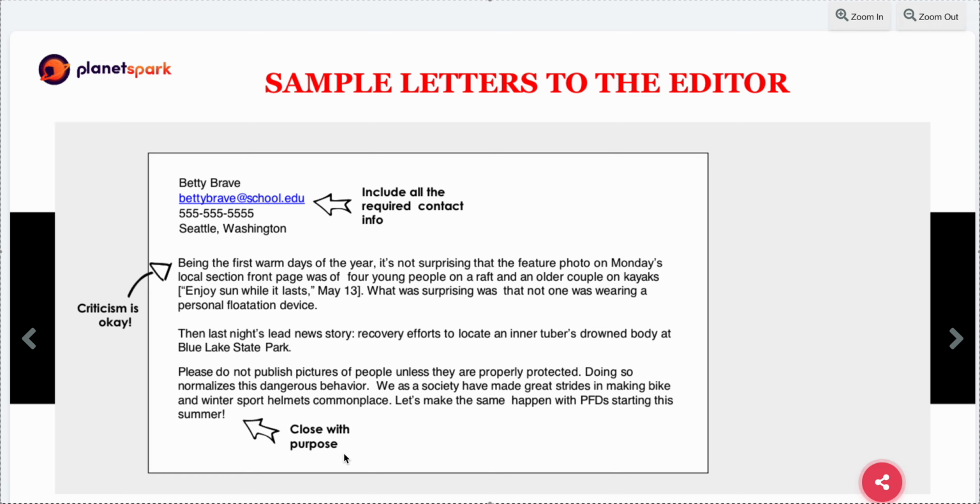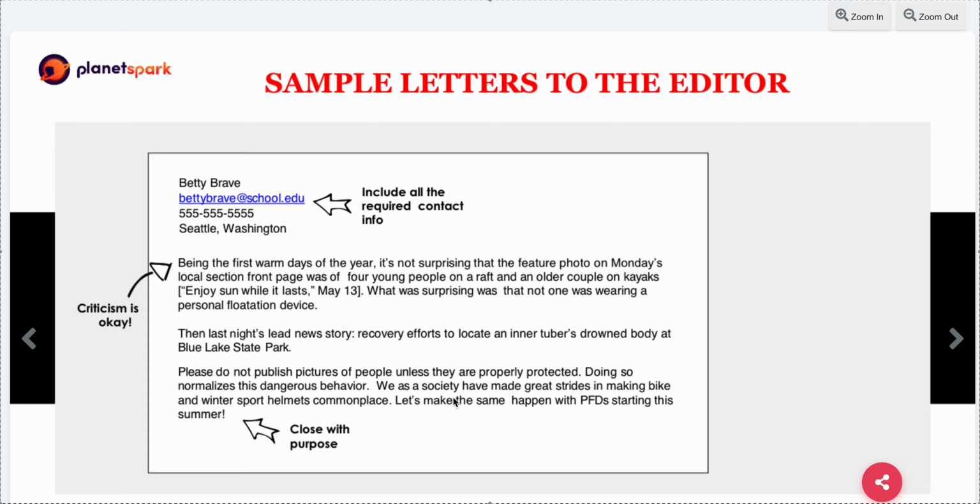So the closest purpose is real society of which strikes electric bike and winter sports helmets commonly. That's been the same happened in PFDs starting this summer. What do you understand by the closing with the purpose? So closest purpose is like he's telling us to enter this competition thing.